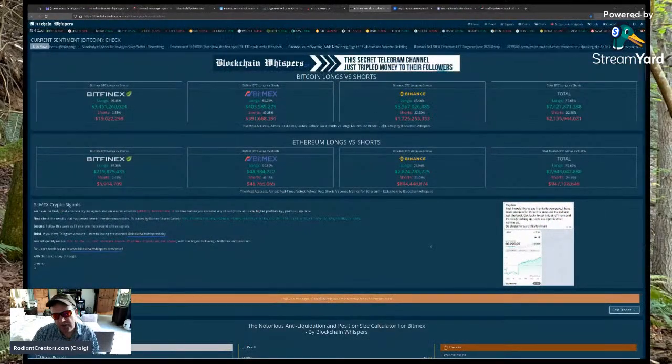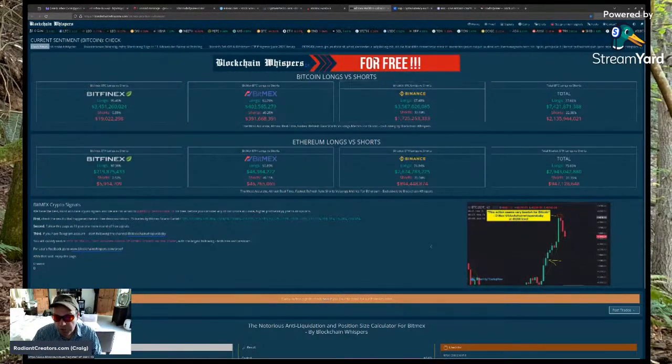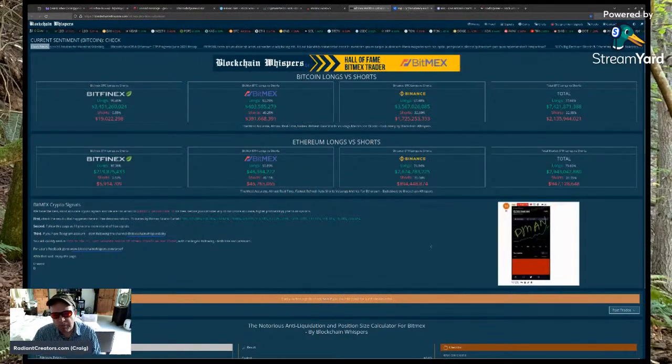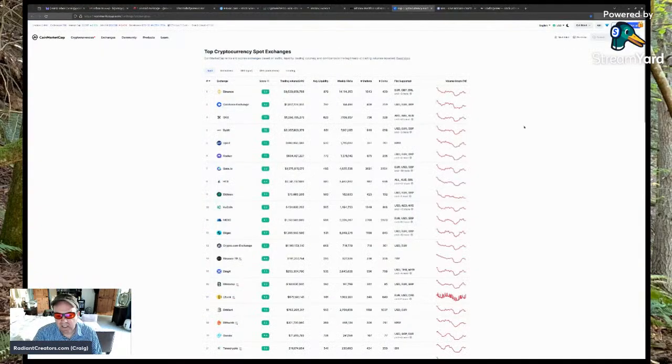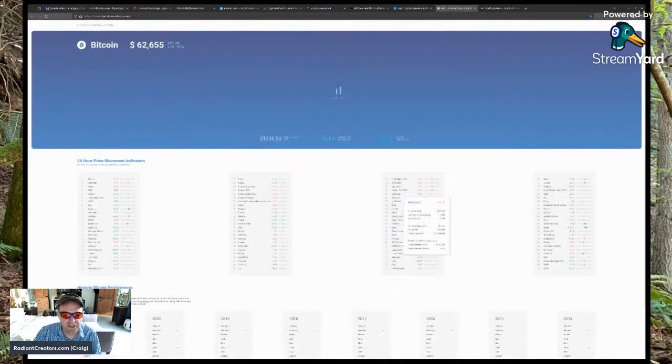Looking at longs versus shorts on Binance, where the big money is. Long 67%, shorts 32% for Bitcoin. People are even more optimistic about Ethereum today. Looking at the top 20 exchanges for crypto, looking at spot trading pairs, they're all in the red today. So basically, we're not seeing a lot of volume on the exchanges.